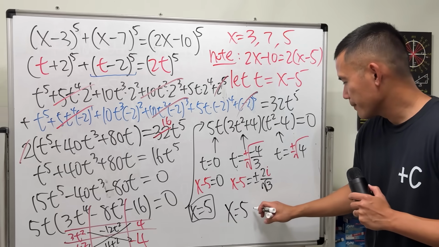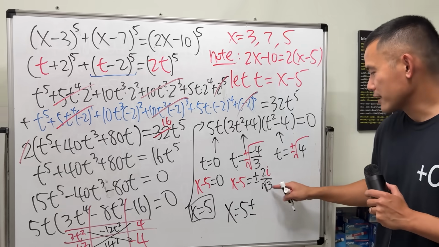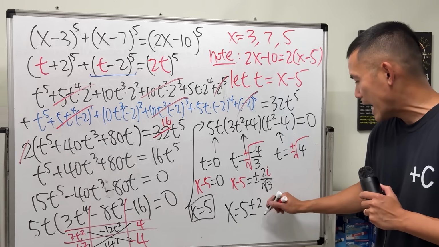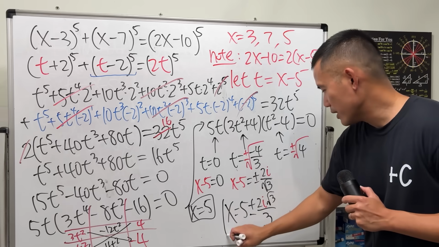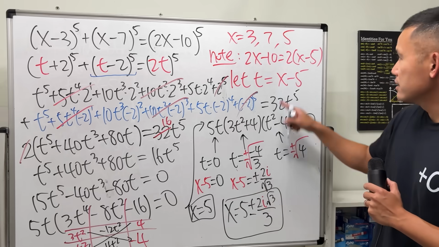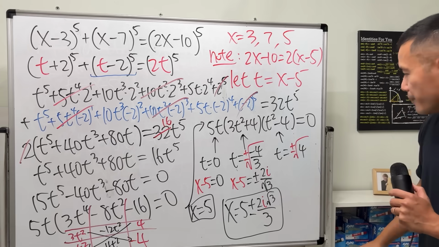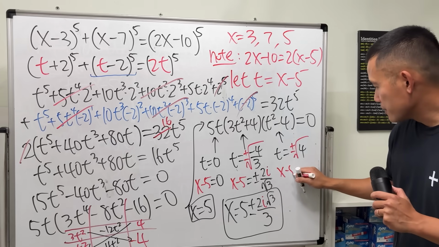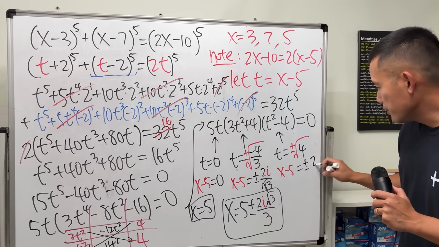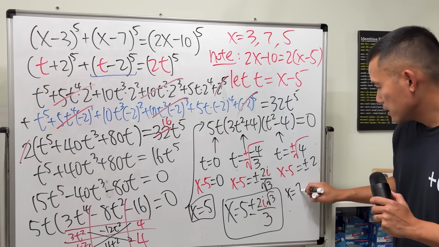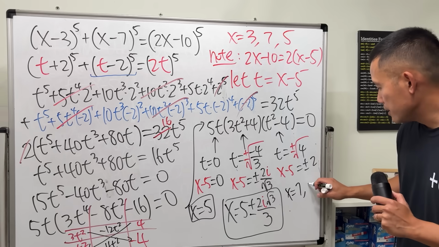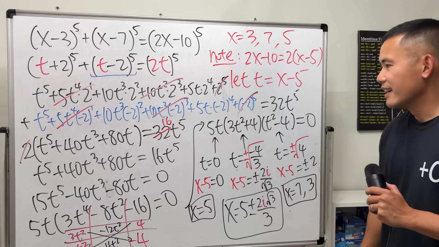So 5 plus or minus. Okay, fine, I will rationalize the denominator here. So 2i square root of 3 over 3. So 2 more answers here. These are the 2 answers that we were missing from earlier. And then finally, x minus 5 equals plus or minus 2. 5 plus 2 is 7. And then 5 minus 2 is 3. That's it.